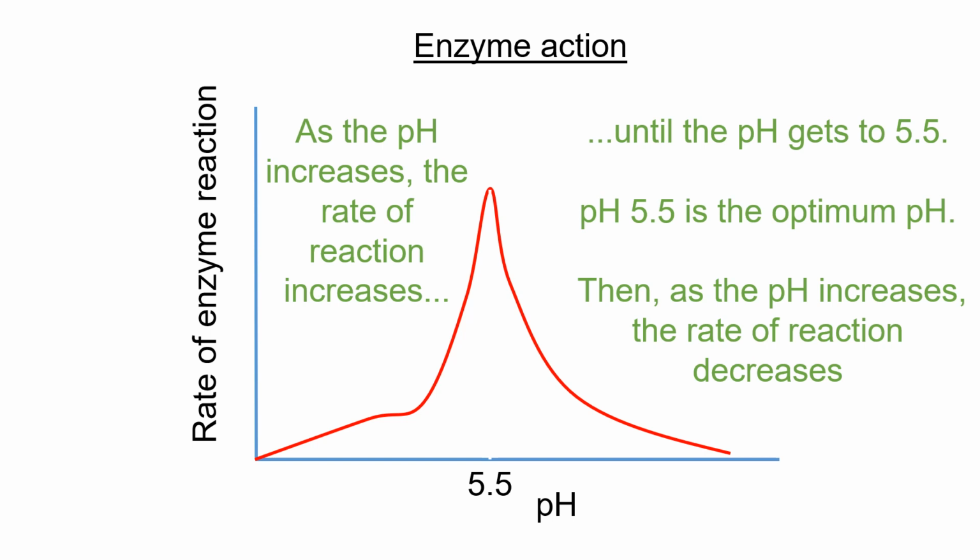And after that, you see a decrease in the rate as the pH increases, because the enzyme is either not working at pH 6, 7 or beyond, so it doesn't like the alkaline conditions. So the rate is decreasing for those reasons.